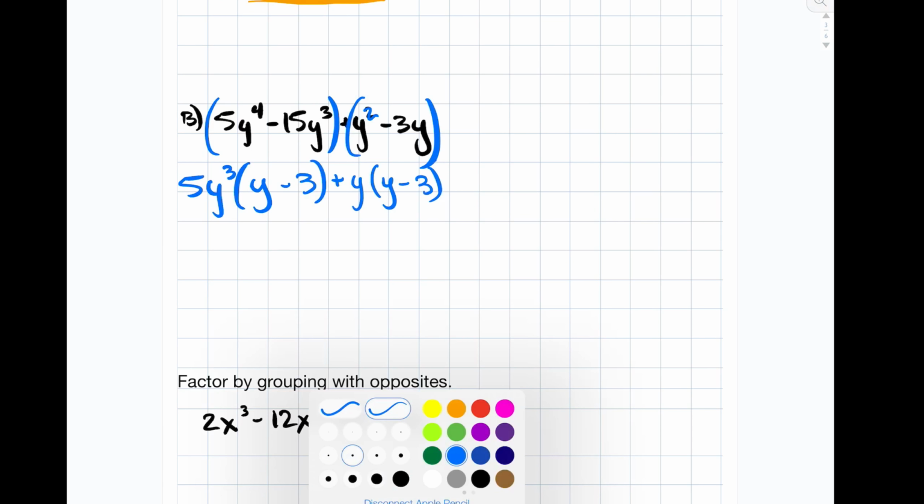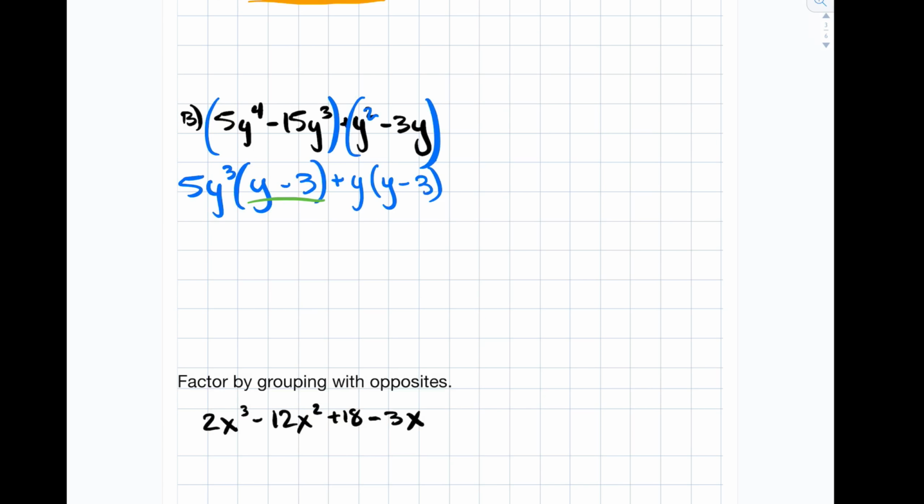Not done yet. We have identical binomials, which can be factored out, which is going to be y minus 3. And the second parenthesis is going to be 5y to the third, that's this, plus y. Still can factor something out.